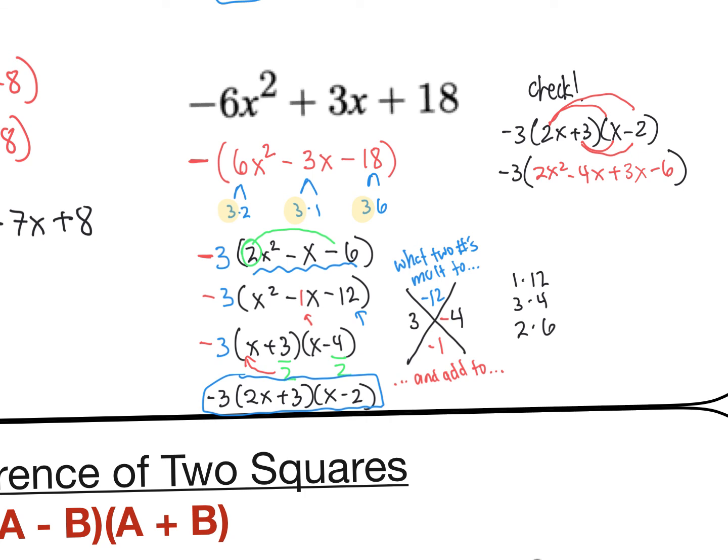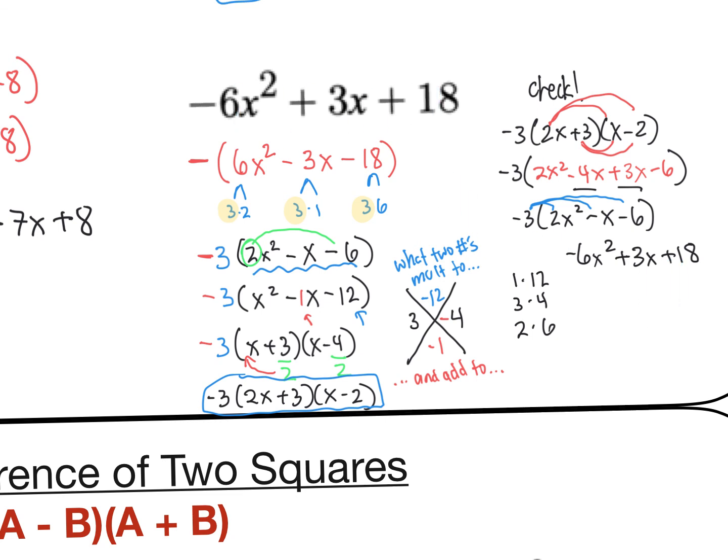We should probably do some collecting like terms first and make things easier. So those are like terms. And I'm going to get 2x squared minus x minus 6. And then finally, at the end of the day, our final step is to distribute the negative 3 into each one of those. And that's going to give me a negative 6x squared plus 3x plus 18. And once more, we can see that this matches this guy right here, so we know that we're all good.